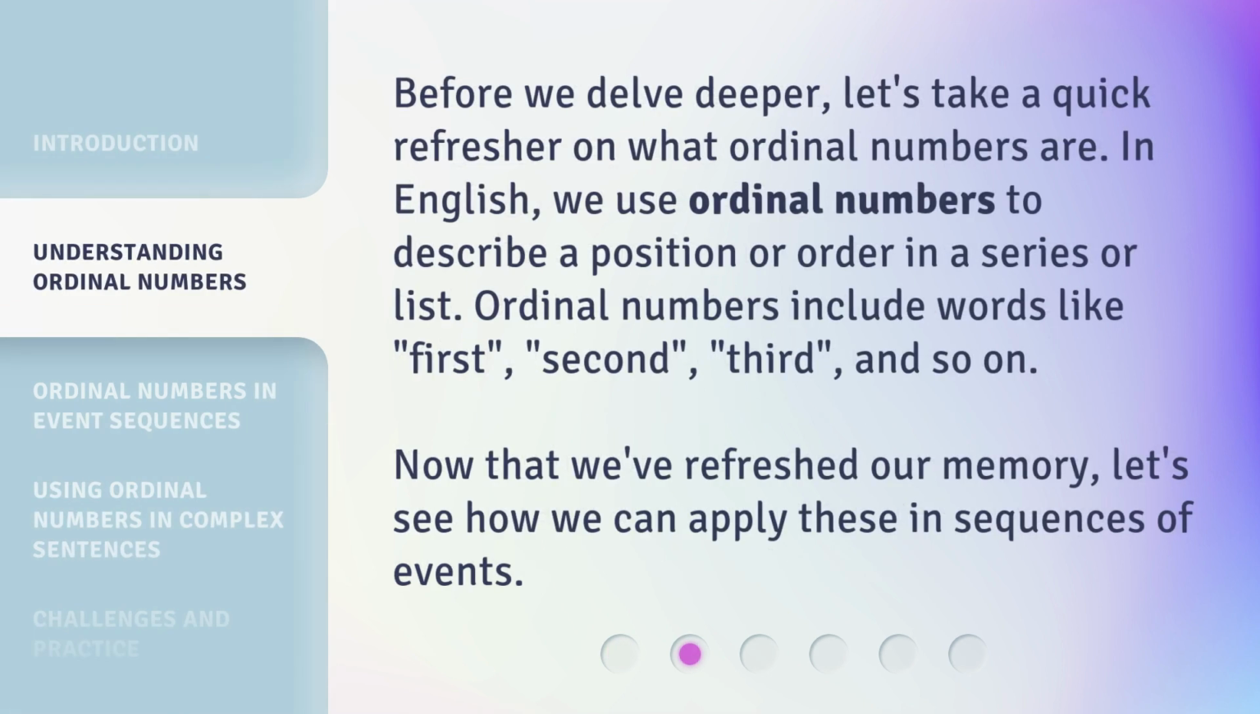Before we delve deeper, let's take a quick refresher on what ordinal numbers are. In English, we use ordinal numbers to describe a position or order in a series or list. Ordinal numbers include words like first, second, third, and so on. Now that we've refreshed our memory, let's see how we can apply these in sequences of events.